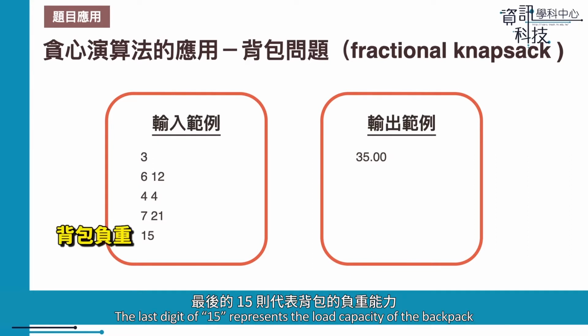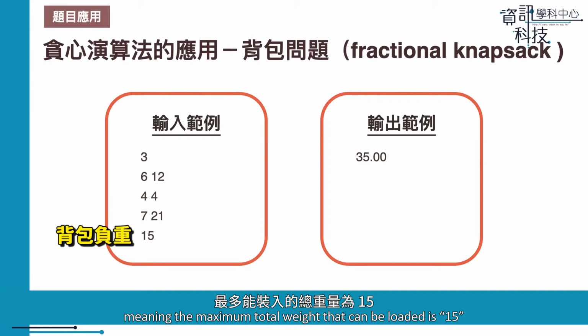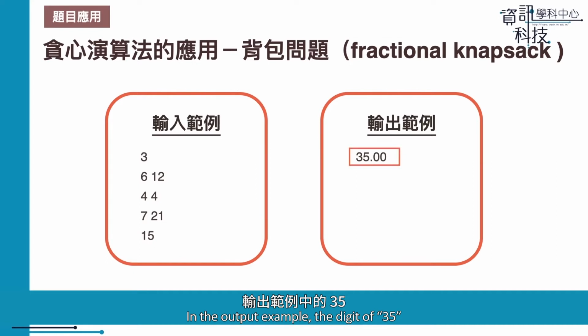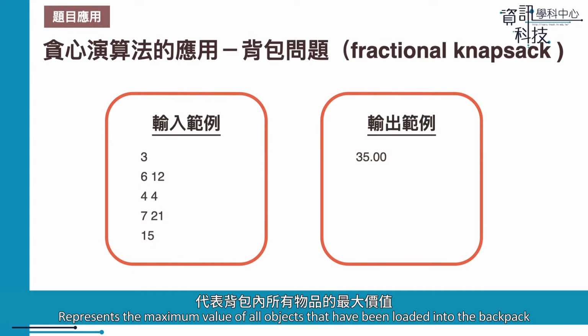The last digit of 15 represents the load capacity of the backpack, meaning the maximum total weight that can be loaded is 15. In the output example, the digit of 35 represents the maximum value of all objects that have been loaded into the backpack.